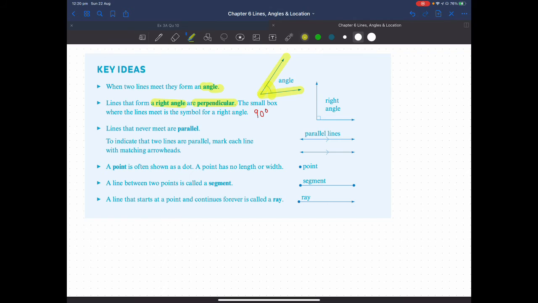The little square indicates that it is a right angle. I've just circled that in red. When lines are parallel, they never meet. They stay the same distance apart. On the diagram, you can see to indicate the two lines are parallel, they've got the same arrowheads at the end of each line.